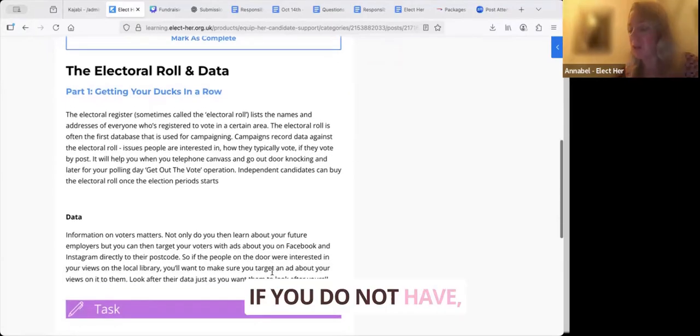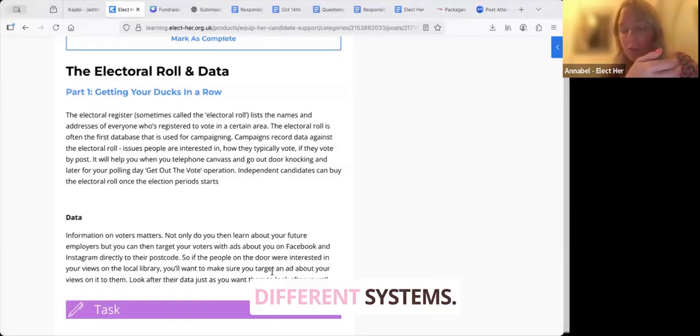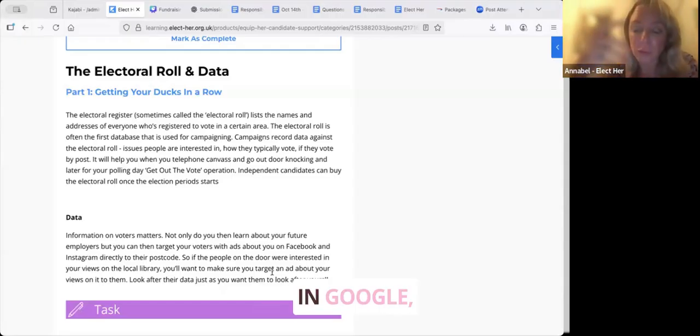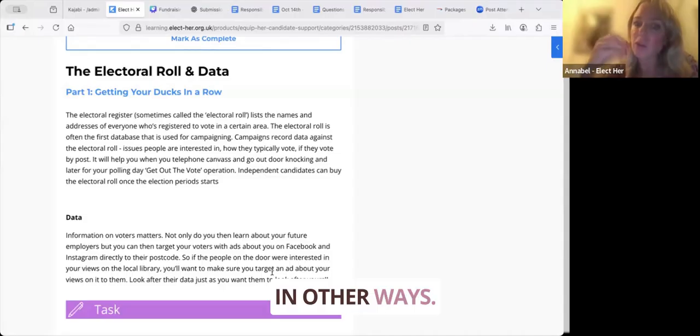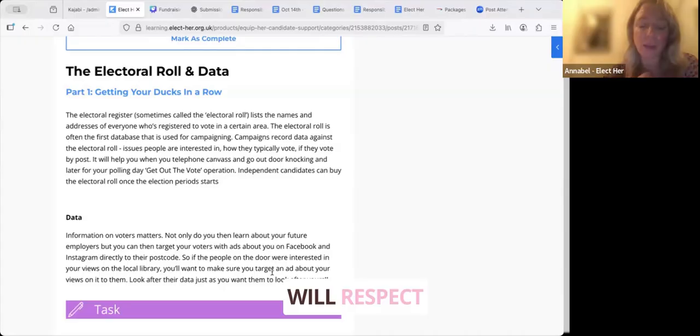Different parties have different systems, but if you don't have one, and I've run independent teams, you can use spreadsheets in Google. They're all free. So you can do this in other ways. You don't have to rely on the sort of data that comes through here. Always be careful with people's data. It's thoughtful and people will respect you for it.